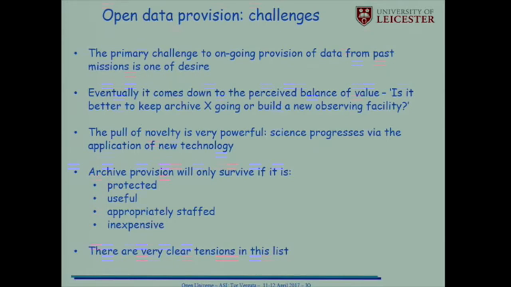If it's appropriately staffed, it probably isn't going to be inexpensive. That's a major challenge, because the development phase of a mission pre-launch might be 5, might be 10, might be more years, depending on the scale of the mission. But the archive phase can be extremely long indeed. So just integrating up that annual spend can result in significant expenditure.